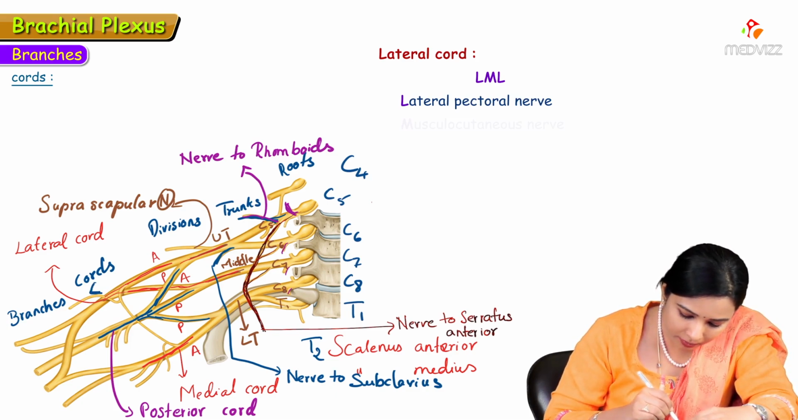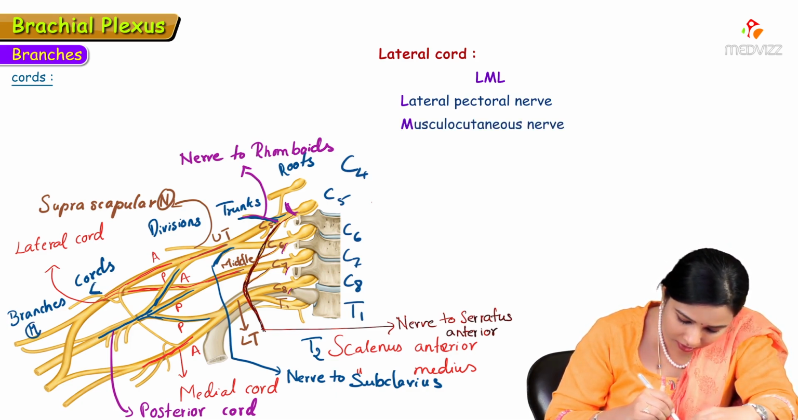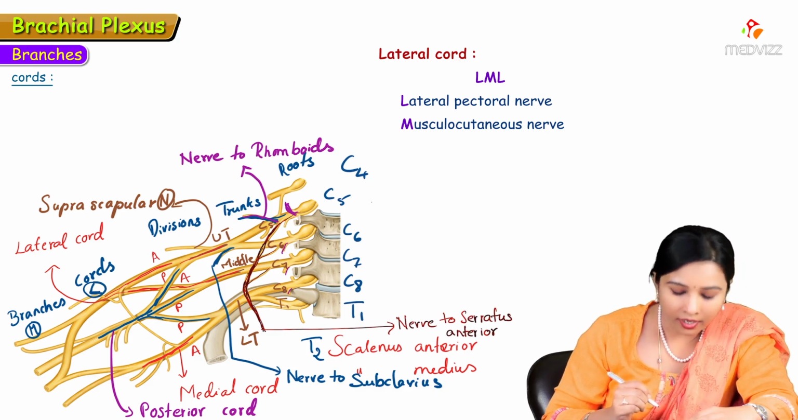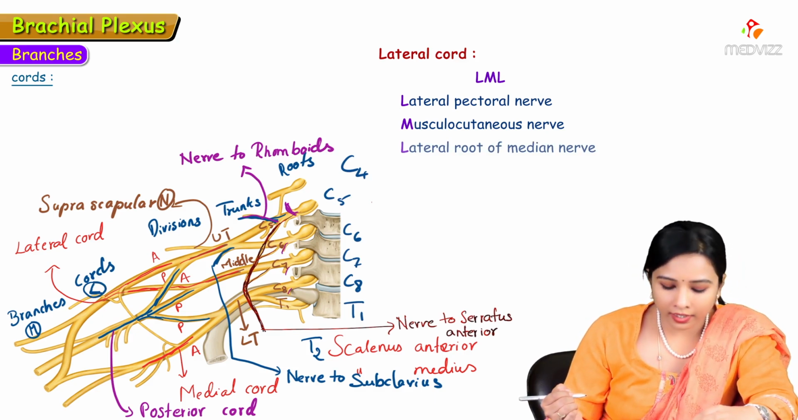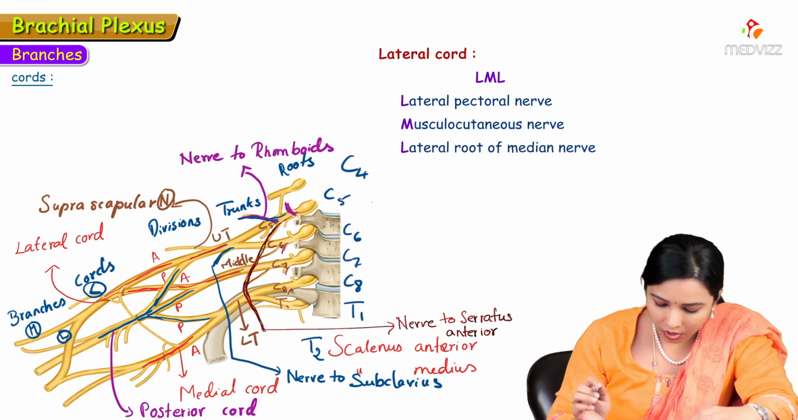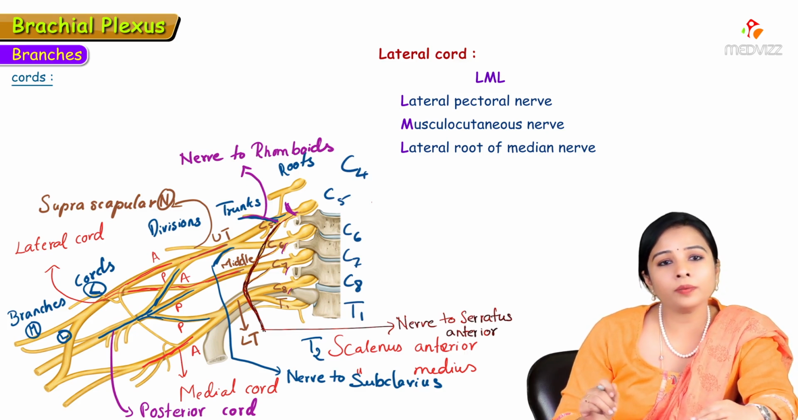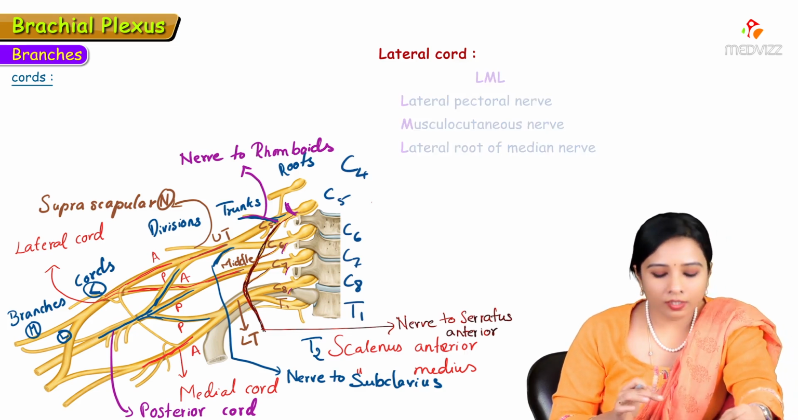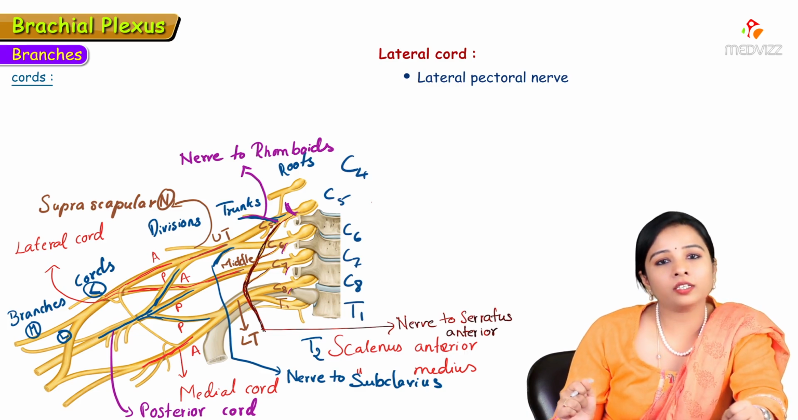And M is the musculocutaneous nerve. This is musculocutaneous nerve. And again L is the lateral root of median. So this is the lateral root of median which joins with the medial root of the medial cord to form the median nerve. So the lateral pectorals, first we will do with the lateral pectoral.